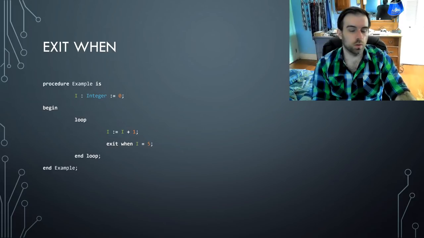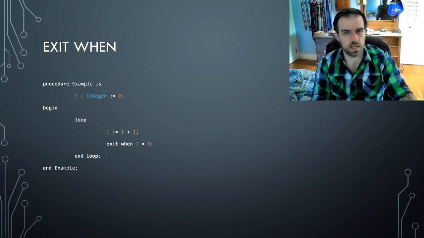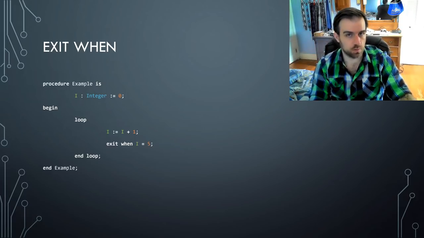So here we have what would otherwise be an infinite loop of just constantly incrementing the integer, but we have a very succinct test for if the I is 5, then just exit the loop. So this no longer becomes an infinite loop. Now there's a bunch of different loop syntaxes we'll get to in just a little bit, but this is a rather convenient way of putting exit conditions anywhere within the loop. And it is actually possible to have multiple exit statements within the loop, multiple exit when conditions.